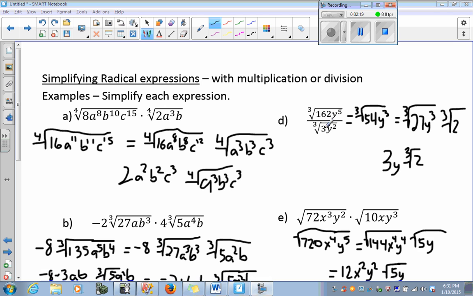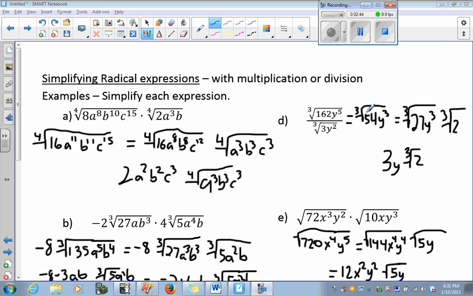162 divided by 3 is 54. Y to the 5th divided by y squared is y to the 5 minus 2, which is y cubed. So I have the cubed root of 54y cubed. So I'm going to break that down into two radicals. Everything that's a perfect cube, I'll place in my first radical. Everything that's not a perfect cube, I'm going to place in my second radical.